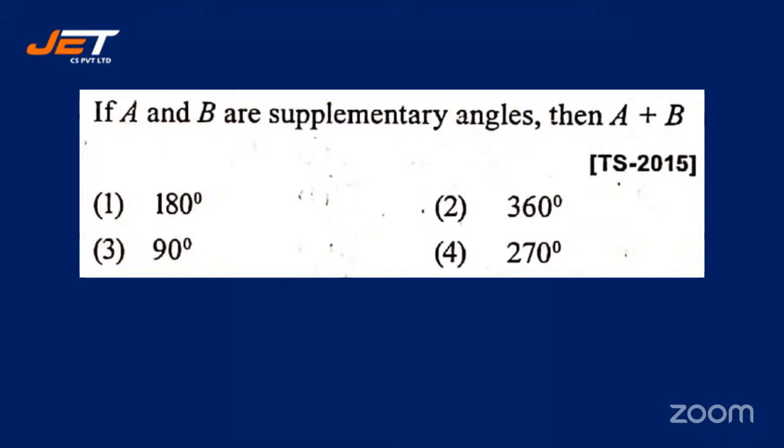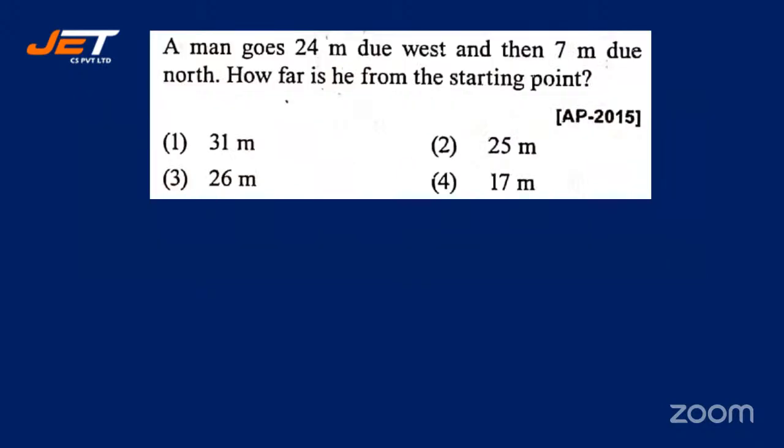See the next question. If A and B are supplementary angles, then what is A plus B? So this is a very simple question, in fact. So let me see how many are answering for this. If A and B are supplementary angles, then what is A plus B? Bhanupriya, Harshita, Sharanya, Mohammed, Sridhar. Yes, let's see the answer. It is 180.